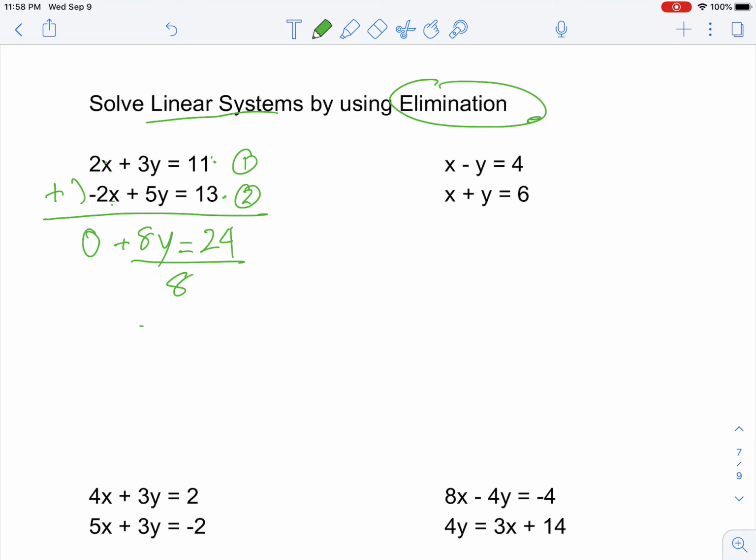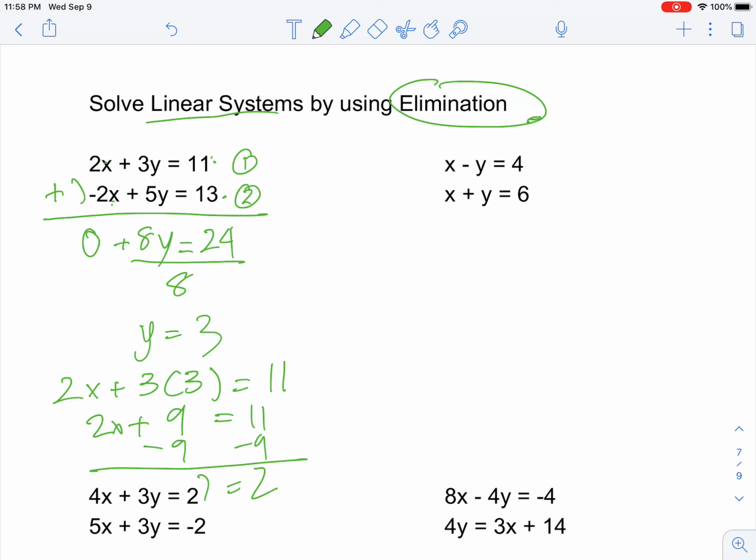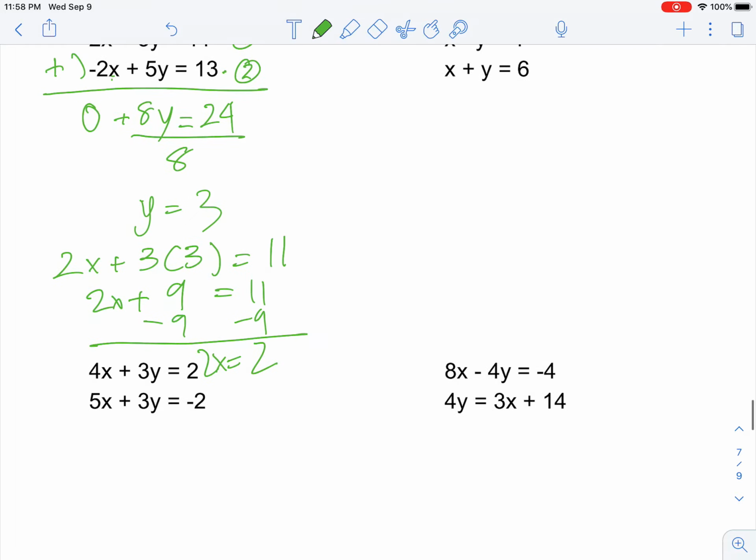24 divided by 8. What is that? y equals 3. So now you have your y value. Now what you've got to do is find your x value. So you input it into any equation you want. So 2x plus 3, because that's your y value, is equal to 11. 9 plus 2x equals 11. Subtract 9 on both sides, and you get 2 is equal to 2x. So what is your x value equal to? x is equal to 1. Now your solution is (1, 3).